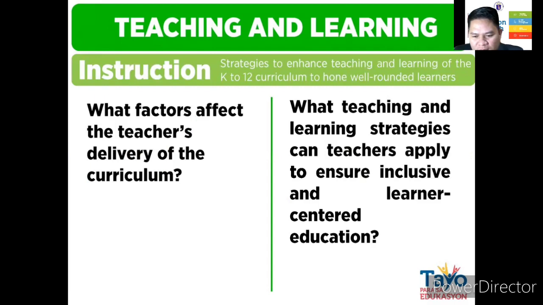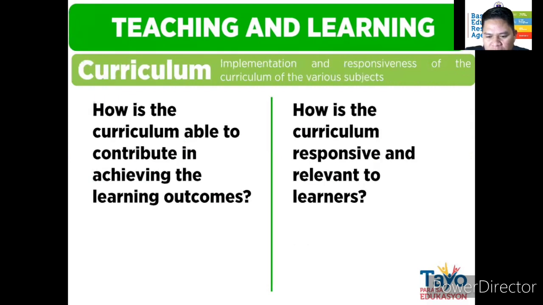So the questions for these themes are the following. If you will make an action research, what factors affect teachers' delivery of the curriculum? Another question, what teaching and learning strategies can teachers apply to ensure inclusive and learner-centered education? So let's now proceed to curriculum. When we say curriculum, it is the implementation and responsiveness of the curriculum of the various subjects. So how is the curriculum able to contribute in achieving the learning outcomes? These are the questions that you are going to follow as reference. How is the curriculum responsive and relevant to learners?